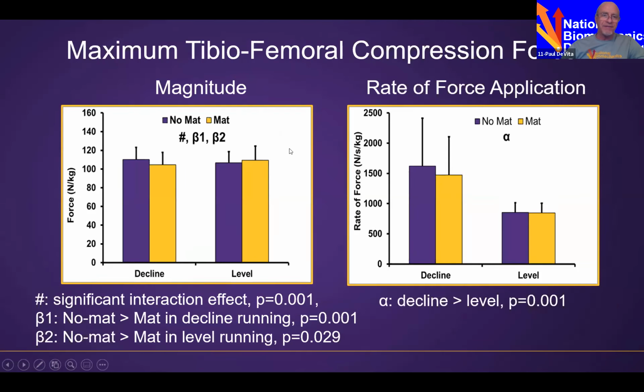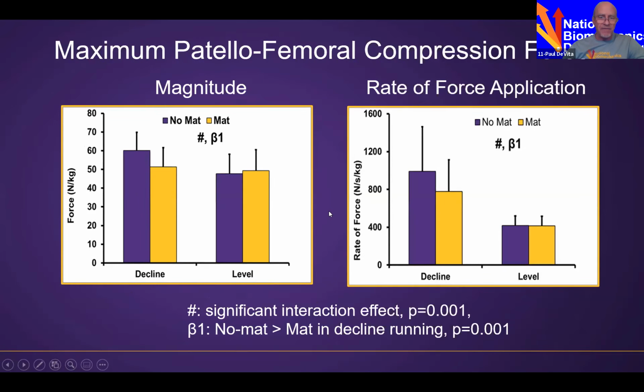Here's a bit of a funny result. Here we see the significant interaction effect where there was an effect in the decline running where running without the mat had larger loading in tibiofemoral joint, but in level running, running with the mat had larger loading in tibiofemoral joint. And I like to point out that, yes, I don't know what this means, and sometimes we have no idea what we're doing, but there it is. Here we had the rate of force application, and we saw simply that decline running had larger rate of force application than level. But this is my favorite result in the study.